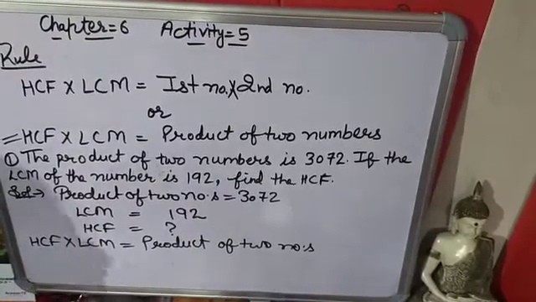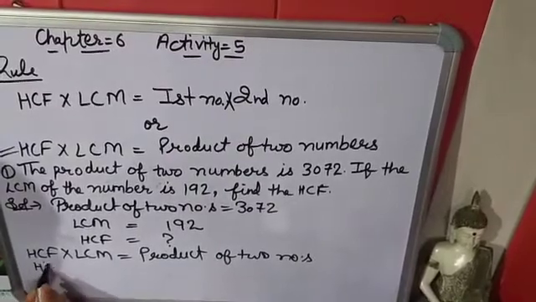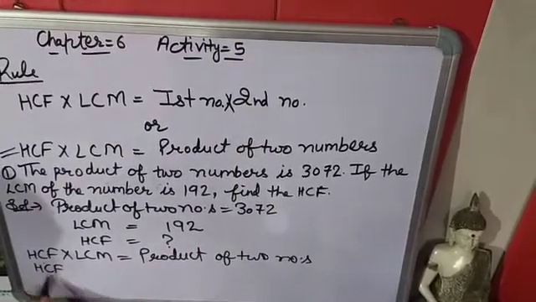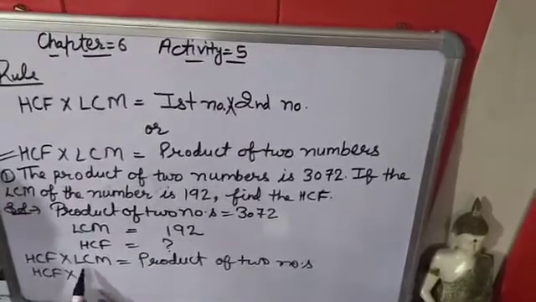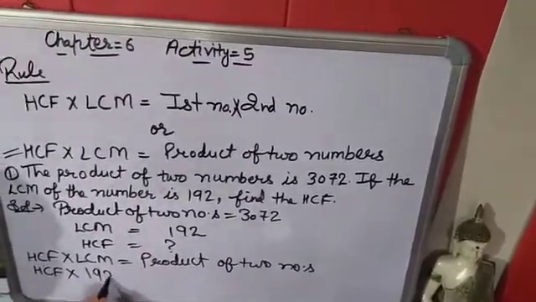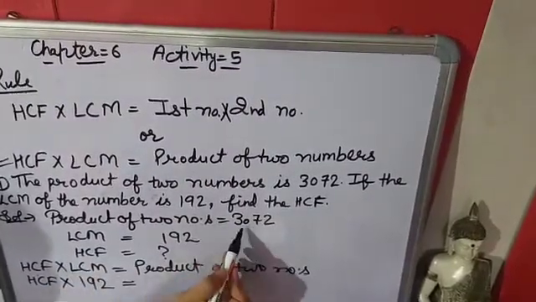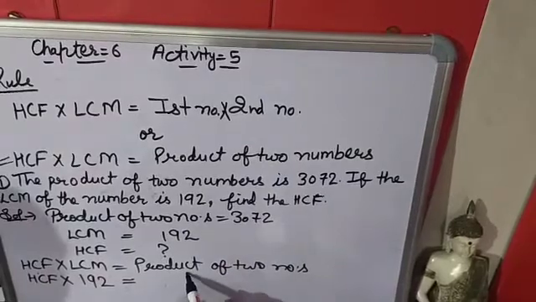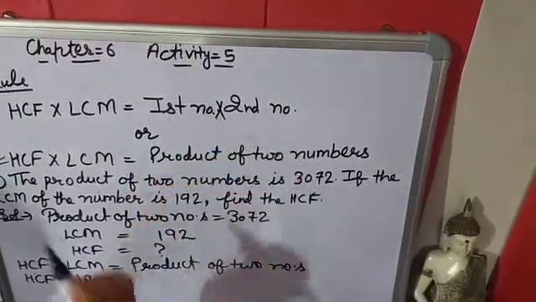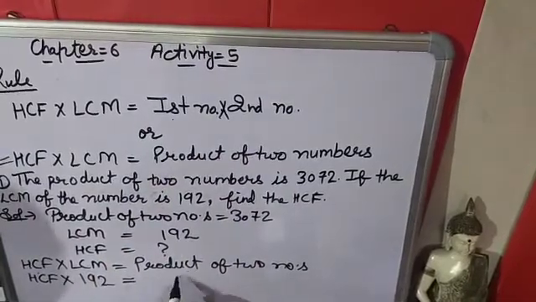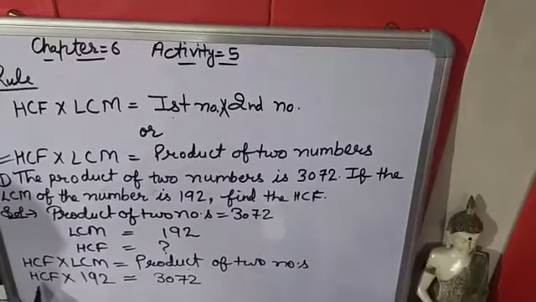Now put the values of these numbers. HCF is not given. We have to find the value of HCF. So HCF will come like this, into LCM, value of LCM is 192. So instead of LCM, you will write here 192, equal to product of two numbers. Product of two numbers is 3072. मतलब product मतलब multiply. दो numbers को multiply करने पर ये आ रहा है. First number into second number. So instead of product of two numbers, you will write 3072. Now you have to find HCF from here.